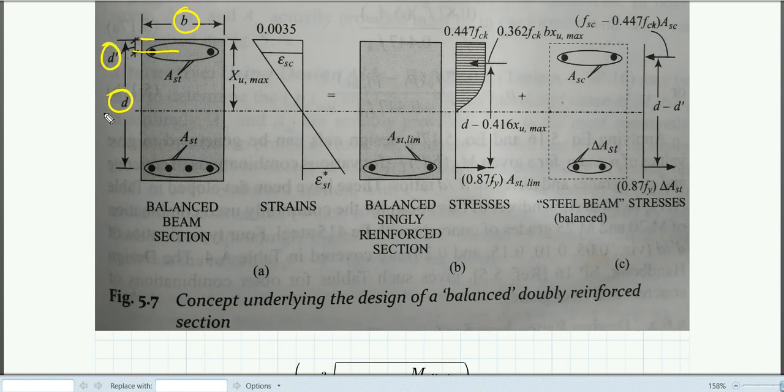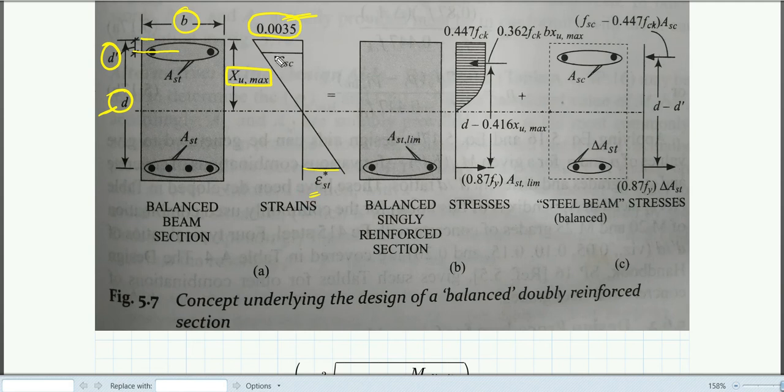And d is the effective depth. These are compression steel, these are tension steel. Now xu max is the maximum depth of the neutral axis. If you see the strain distribution diagram, we already know that as you are designing by the limit state method, the strain cannot be more than 0.0035. Also you know the maximum or minimum value of strain that should be there in a limit state method.